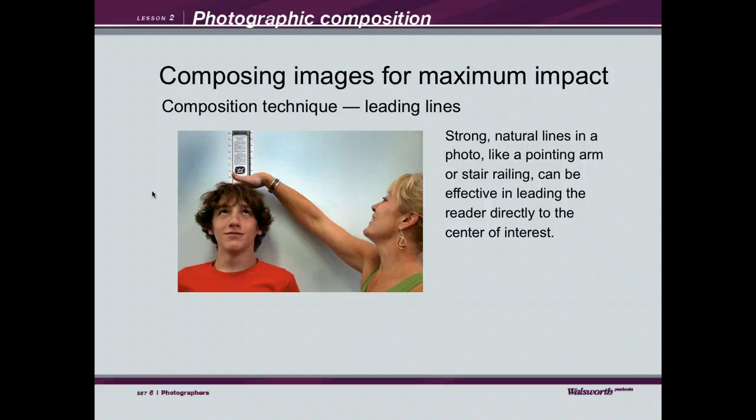Lines can really be anywhere. Here we have the woman's arm, but it can also be natural lines that are in nature or man-made objects in the photo that really help, again, to draw attention to the center of interest.